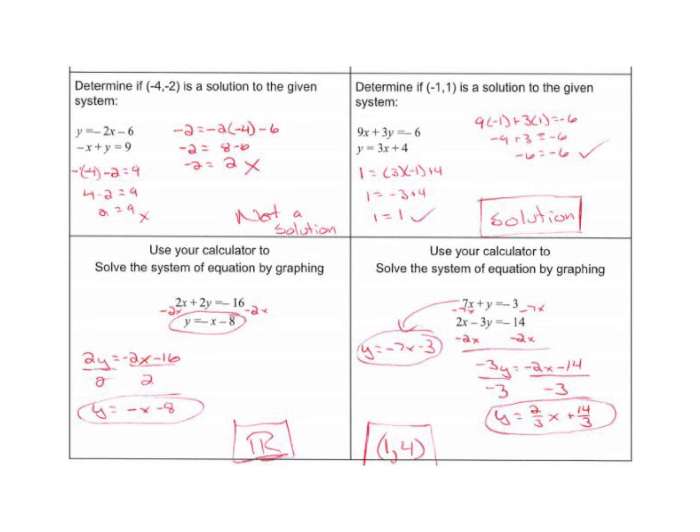And then we have that last one. Again, we'll have to go in there. Not have to graph here, but we got that intersection point at (1, 4).